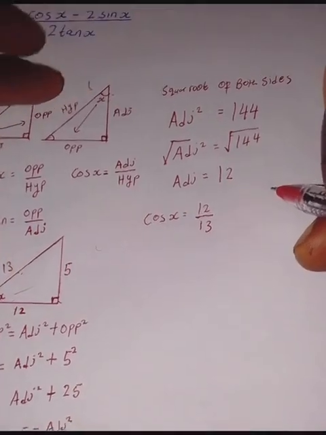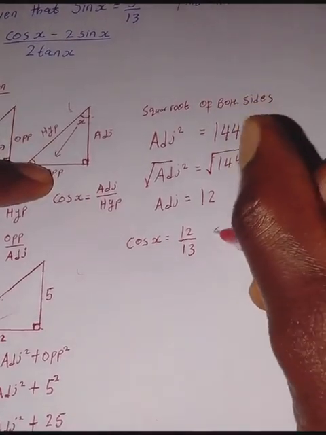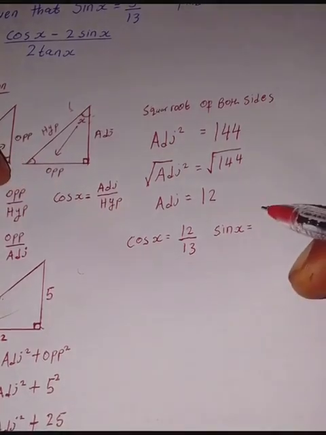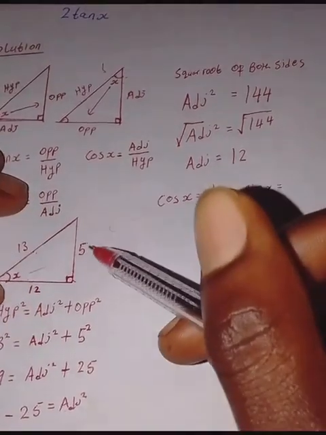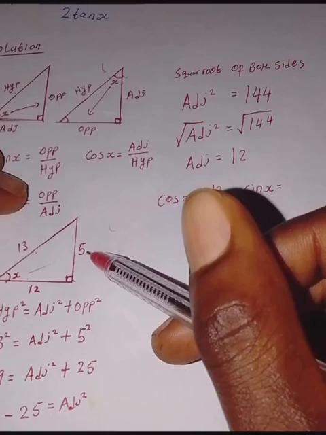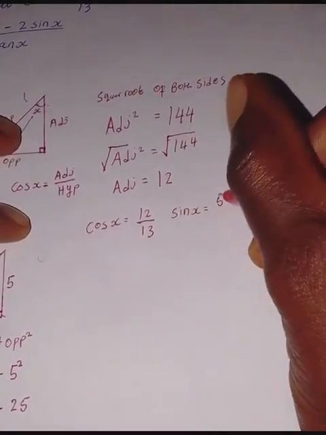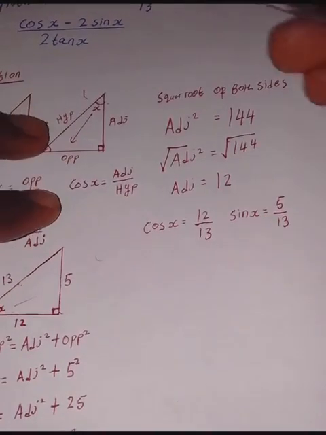Now sin x. Sin x is what? Sin x is opposite over hypotenuse. Opposite over hypotenuse here is what? It is 5 over 13. And the last one, tan x.